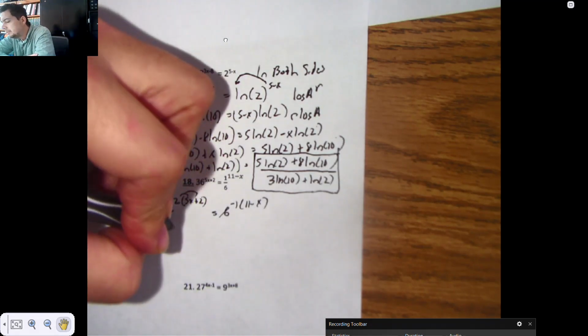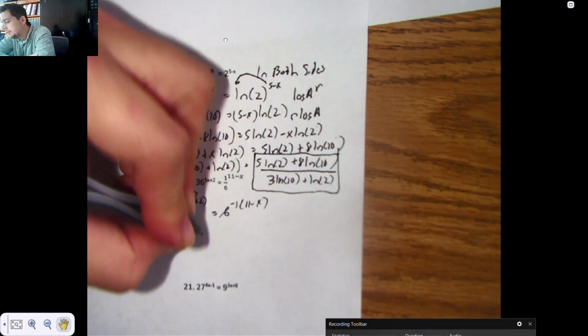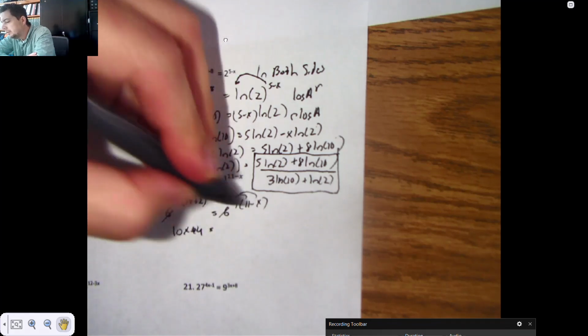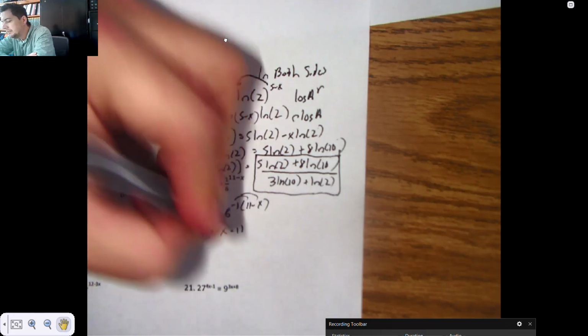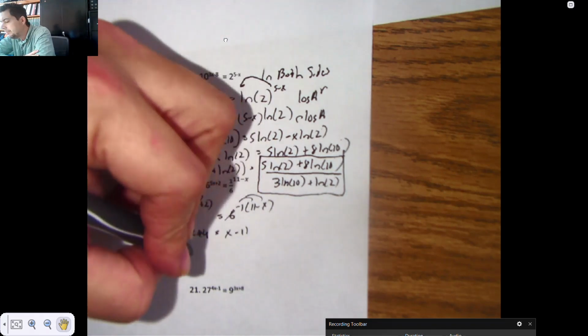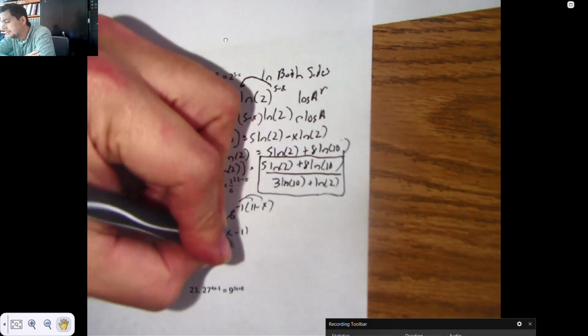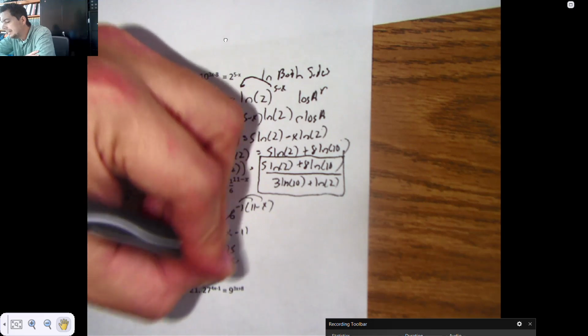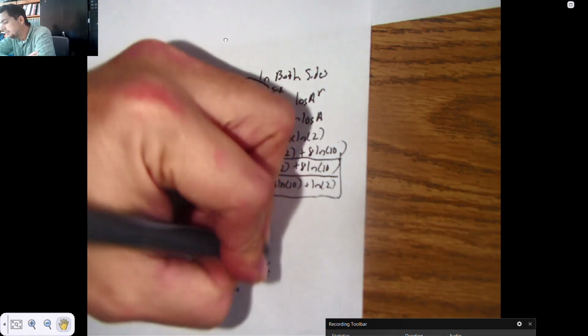Distribute that 2, 10x plus 4. Distribute that negative 1, it's x minus 11. X is on one side, numbers on the other. 9x is a negative 15. X is negative 15 ninths, which reduces down to negative 5/3. There's your answer to that one.